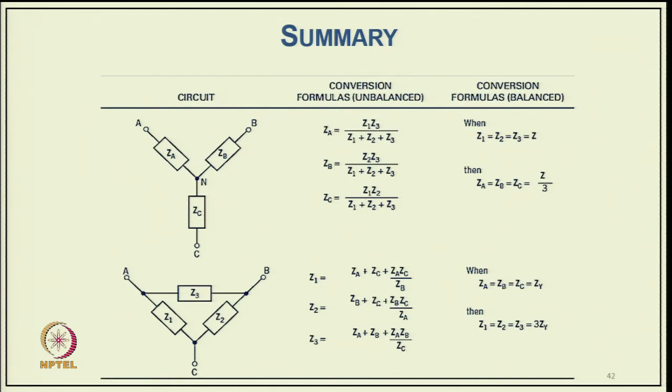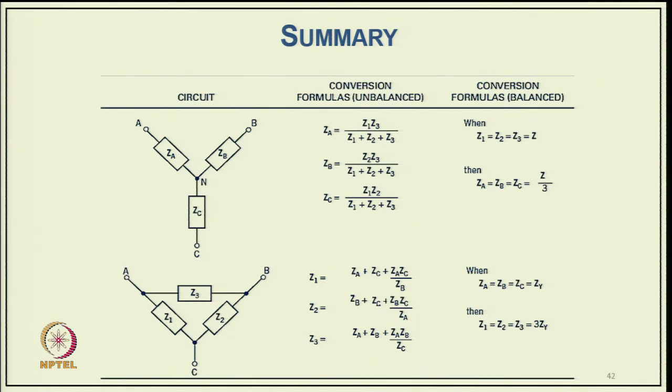And this is the summary of this transformation. You have a circuit of star and delta, where the star is written with ZA, ZB, ZC, and the delta network is written as Z1, Z2, Z3. The relation, of course, which we already talked about: in this case ZA will be, in terms of delta, Z1 Z2 upon the sum of all three, Z1 plus Z2 plus Z3. And when all three elements are equal, then ZA equals ZB equals ZC equals Z by 3.